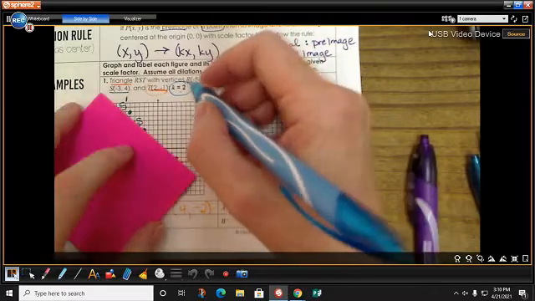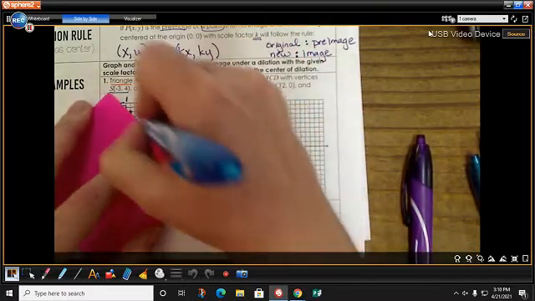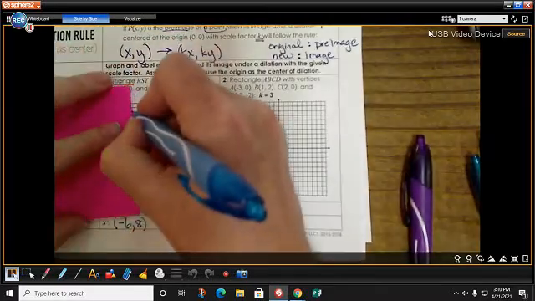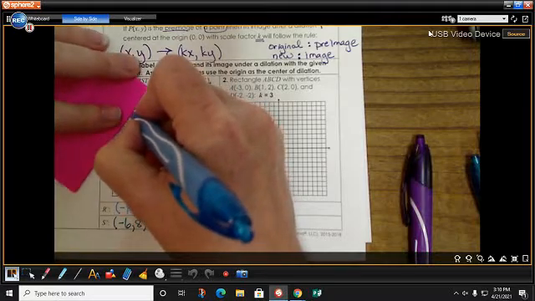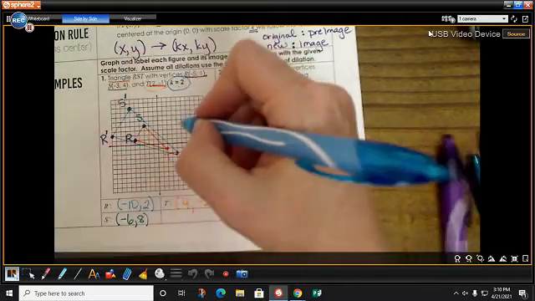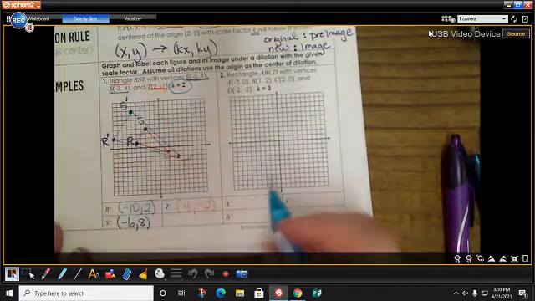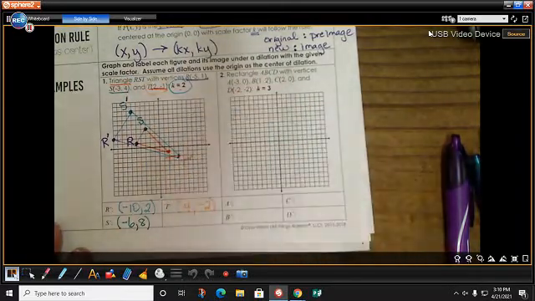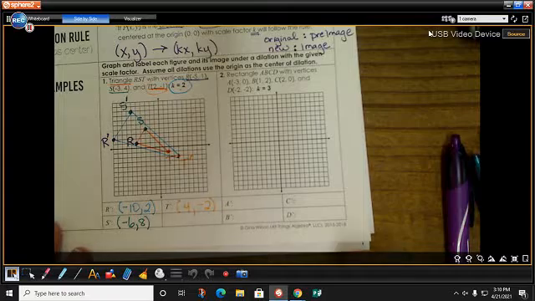And now I'm going to go ahead and connect those. And I'm going to use a different color just to make it easier to spot. So S prime to R prime to T prime. So there is my image. That is my dilation of triangle RST by scale factor 2.